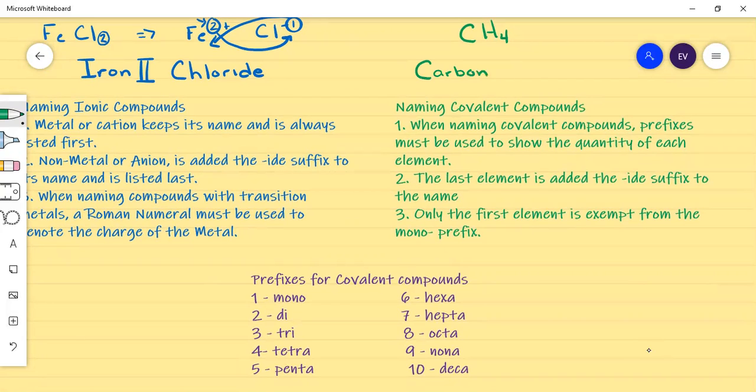And then hydrogen has 4 hydrogens. So this is the prefix for 4, right? So to name this compound is going to be carbon, tetra, hydride. Because remember, it gets added that IDE suffix. So the name of this compound is carbon tetrahydride. Carbon tetrahydride. Okay.